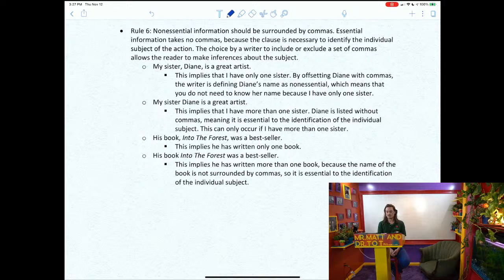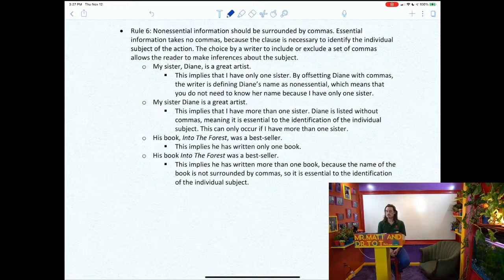That might sound like a lot of Latin, or might not make much sense in other words, but let's look at some examples. So, for example, my sister, Diane, is a great artist, versus the second example, my sister Diane is a great artist, no commas. So both of these are actually grammatically correct. They mean or imply two different things.